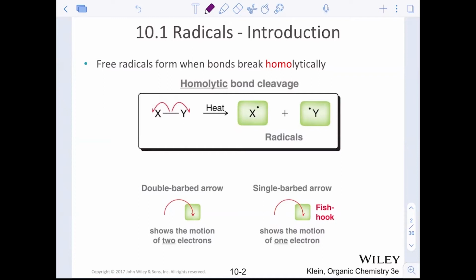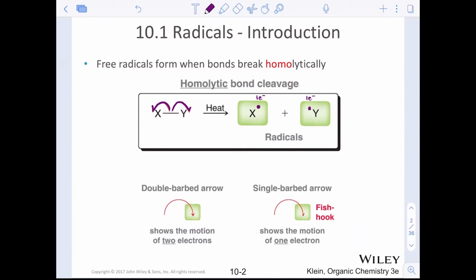And if we remember what that meant, there was a single barbed or fish hook arrow, and that's one electron moving at a time, one electron going to each atom. And so what we got were these atoms with these dots on the side. If we remember our Lewis dot structures, that dot represents one electron by itself, one unpaired electron. That's what a radical is. It's an element that does not have a charge, but has an actual electron by itself in an orbital.